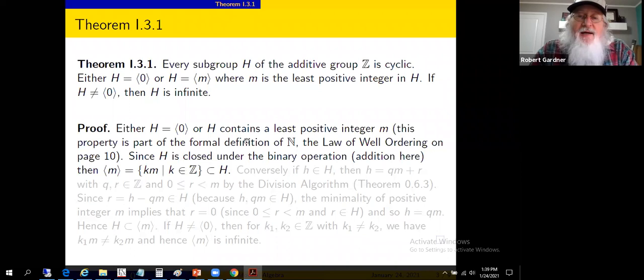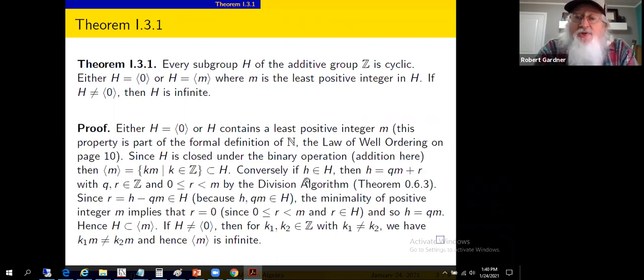We said H is a non-trivial group, so we know it contains a least positive integer m, and such H must contain the subgroup generated by that element m. In other words, that just comes from the closure of the binary operation. We're trying to show H equals the group generated by m when we're not dealing with a trivial subgroup. So we need to reverse this inclusion.